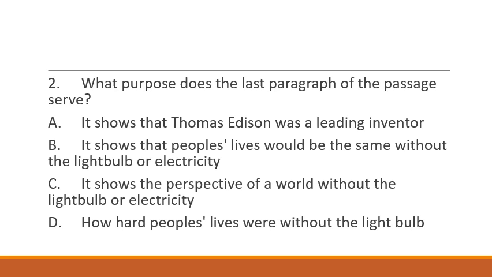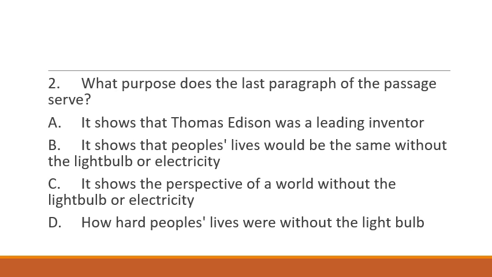So question number 2 here is, what purpose does the last paragraph of the passage serve? If you get back to the last paragraph of the passage and we just focus here on the purpose of this paragraph, you have 4 choices. Choice number 1 is, it shows that Thomas Edison was a leading inventor. It shows that people's lives would be the same without the light bulb or electricity. It shows the perspective of a world without the light bulb or electricity. How hard people's lives were without the light bulb.